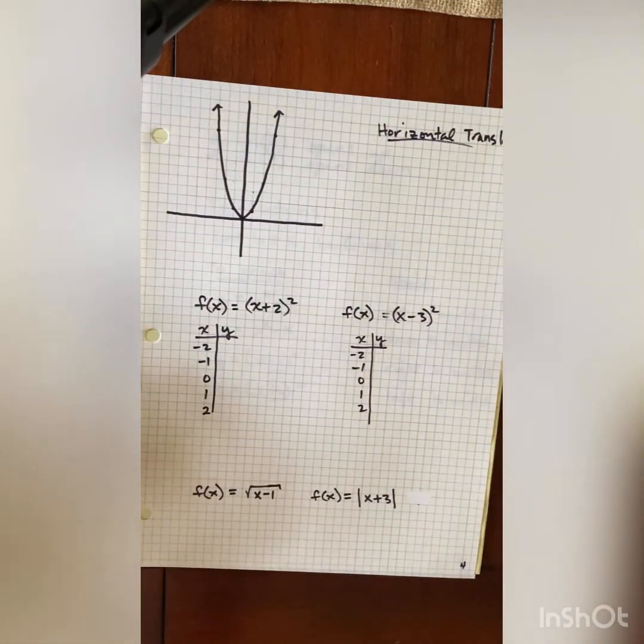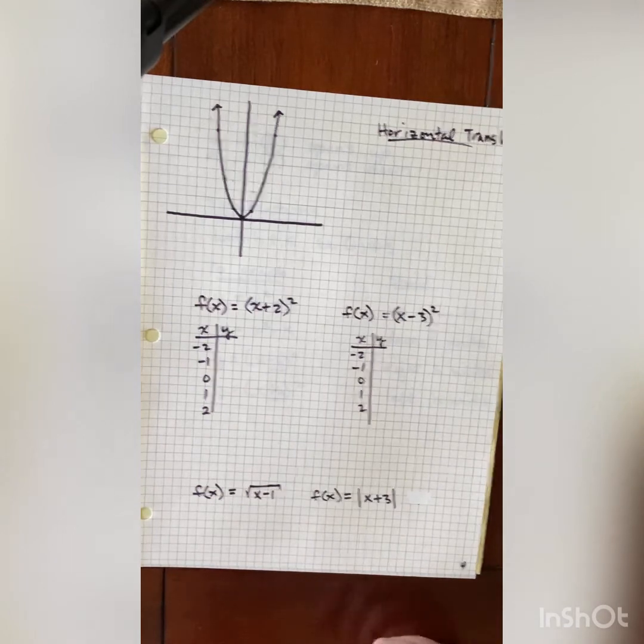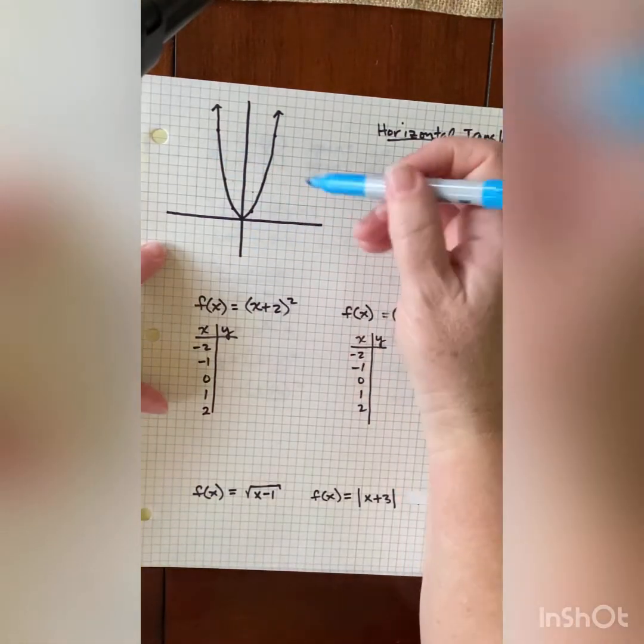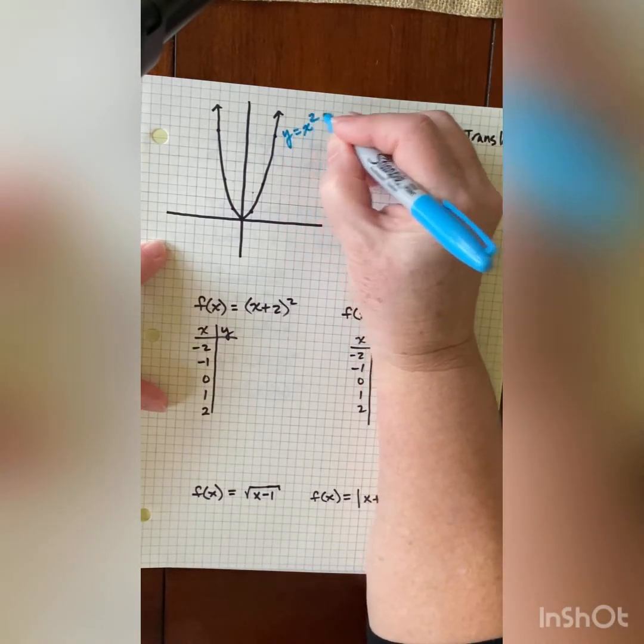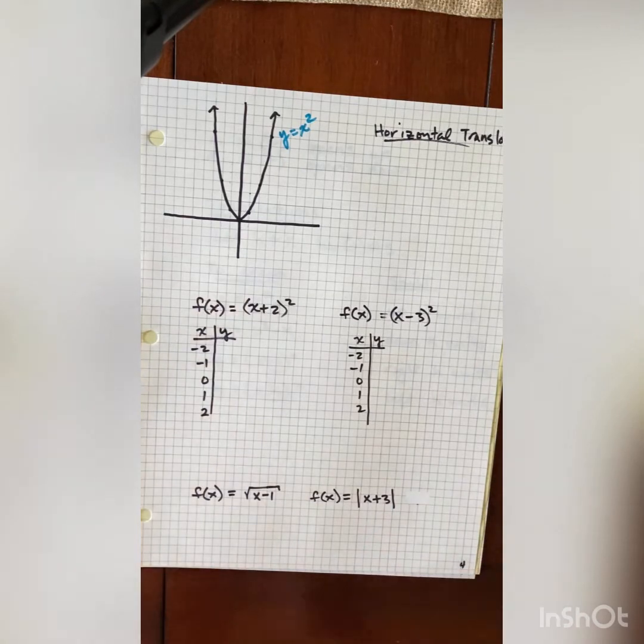So now let's look at horizontal translations. Here's our standard again, y equals x squared right there. Let's take a look at what happens to these over here. So this first one here, let me change colors.